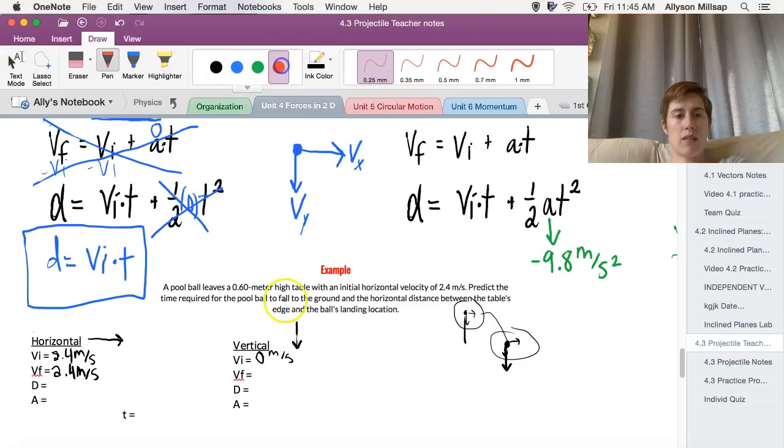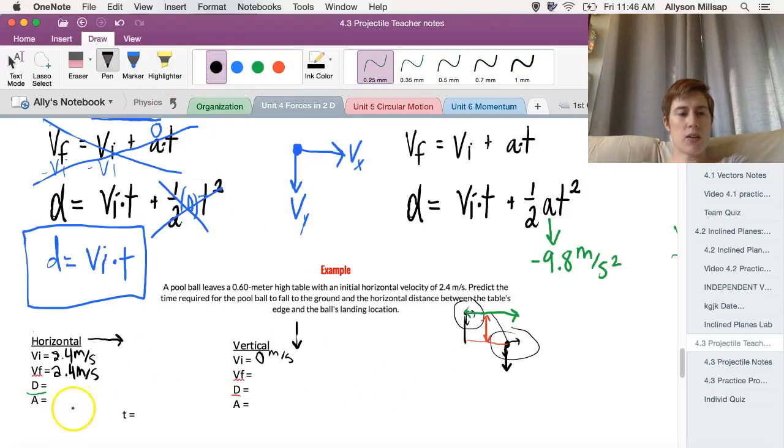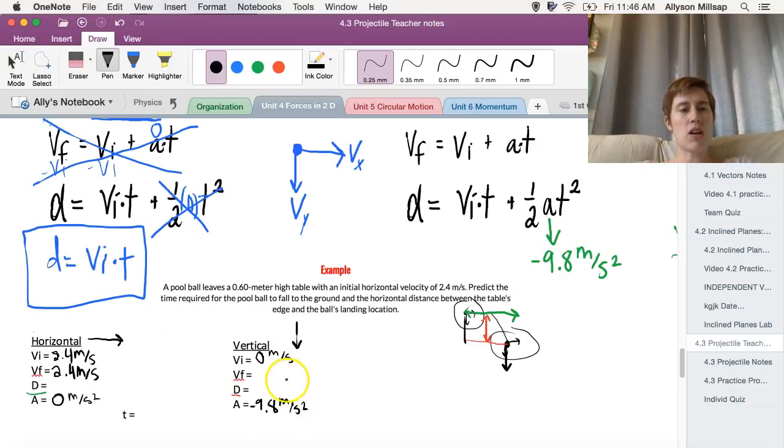Distance vertically is referring to how far did it fall vertically. The distance horizontally is referring to how far did it go along the x-axis. And let's talk about acceleration. There is no acceleration horizontally because the speed's not changing, so it'll always be 0. The vertical acceleration will always be negative 9.8 because it's accelerating due to gravity. Okay, so this is everything we know.